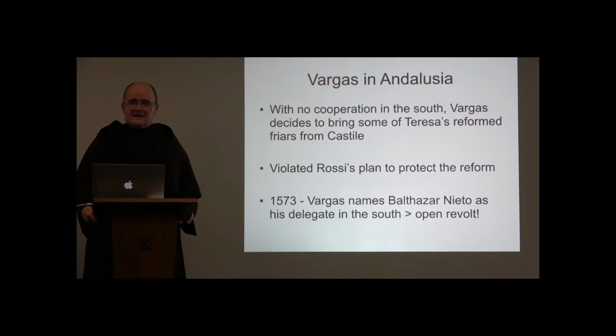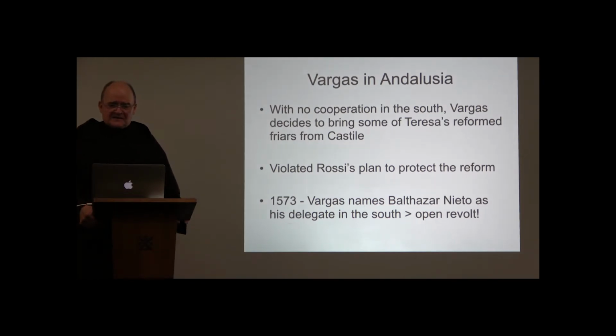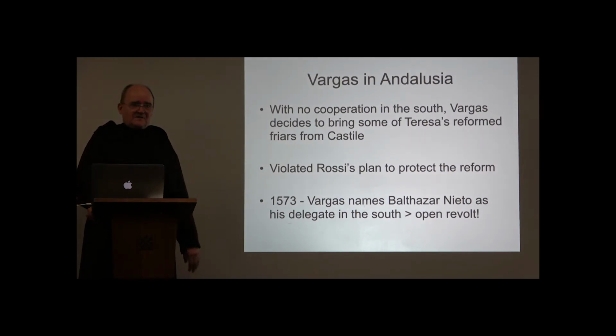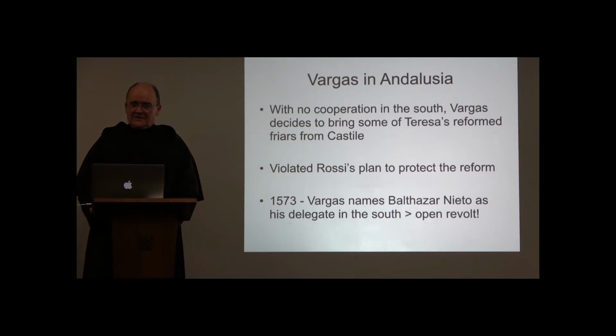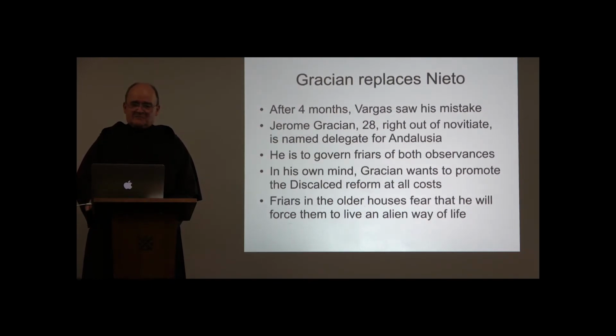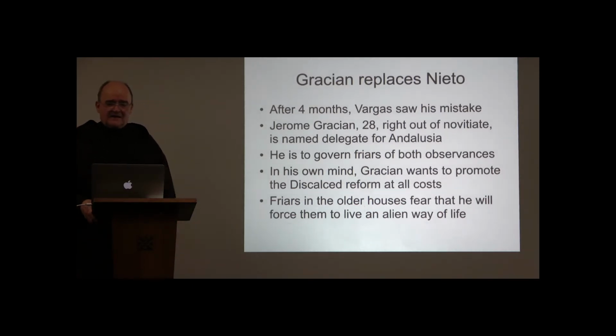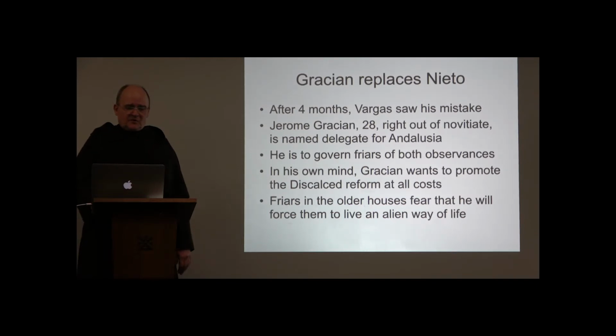Well, remember, Rossi had said, keep the reform out of Andalusia. Well, Vargas overrules that. And his taste in who he brings is ghastly, because he brings Baltasar Nieto as his delegate in the southern province, one of the corrupt people who was the cause of the original trouble in Andalusia. So he has essentially brought the fox to take charge of the chicken coop. And it doesn't take very long until the entire province is in a state of open revolt. The outcry is so great, this after not even 6 months, that it's pretty obvious that Vargas saw his mistake and withdraws Baltasar's credentials. He replaces him with another reformed Carmelite.